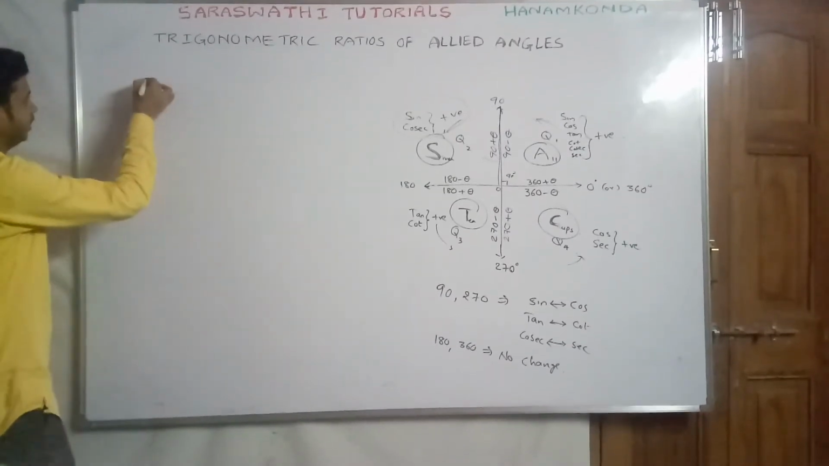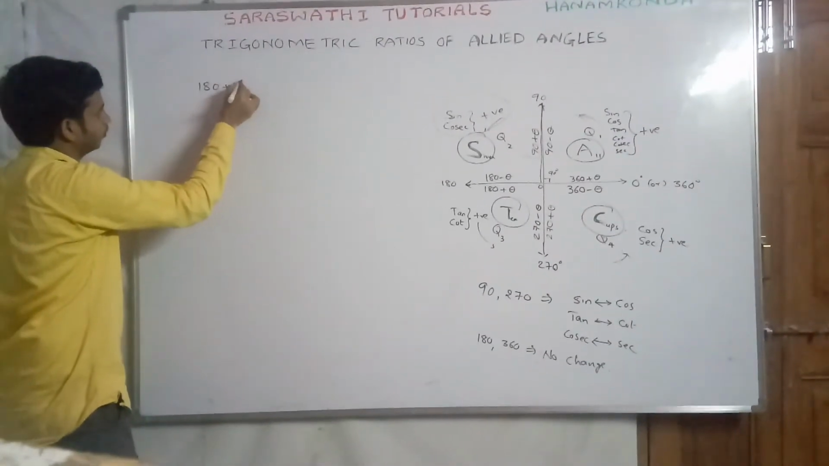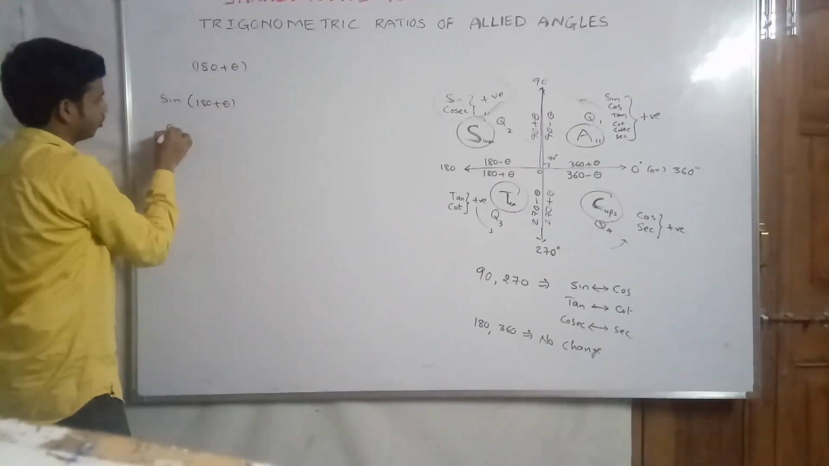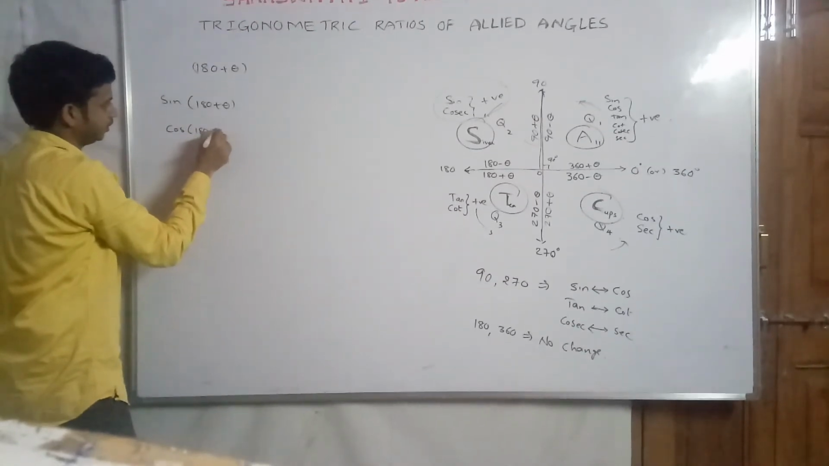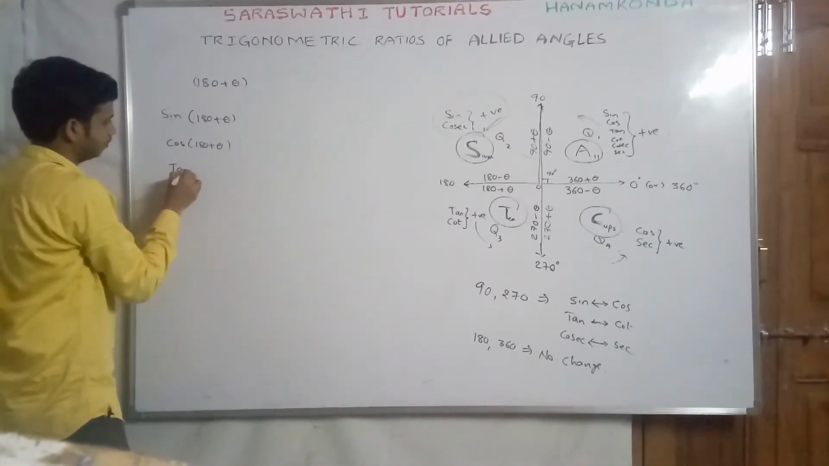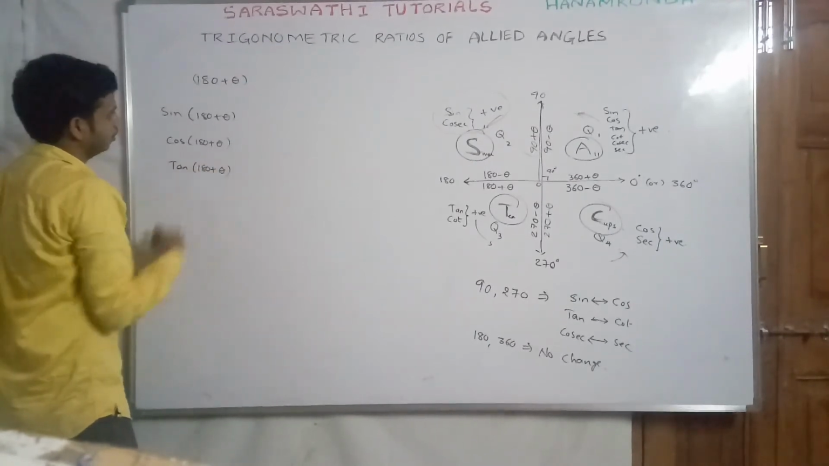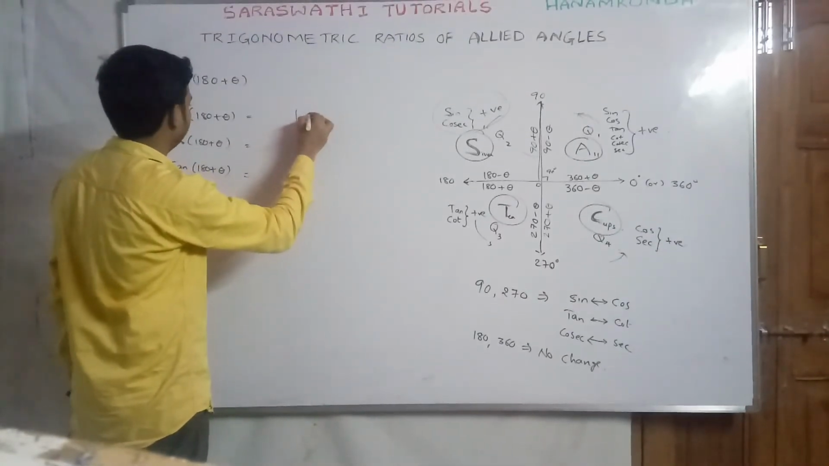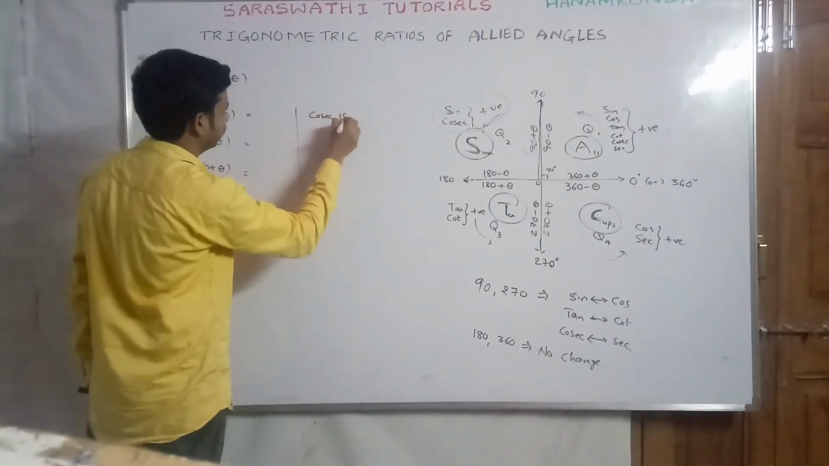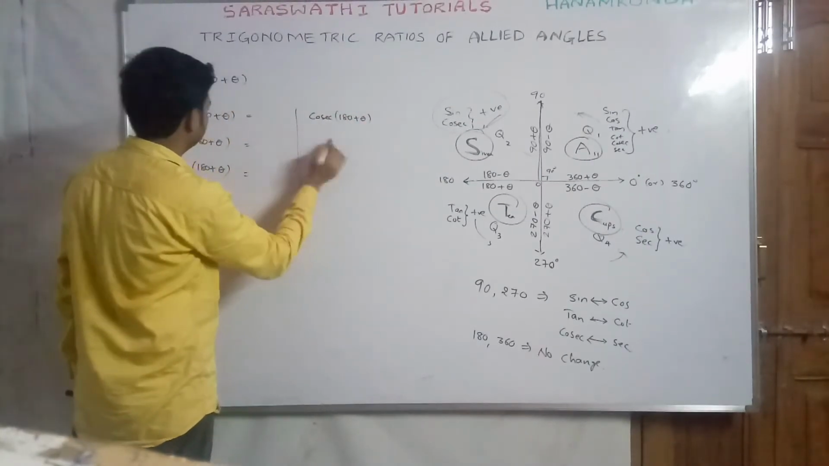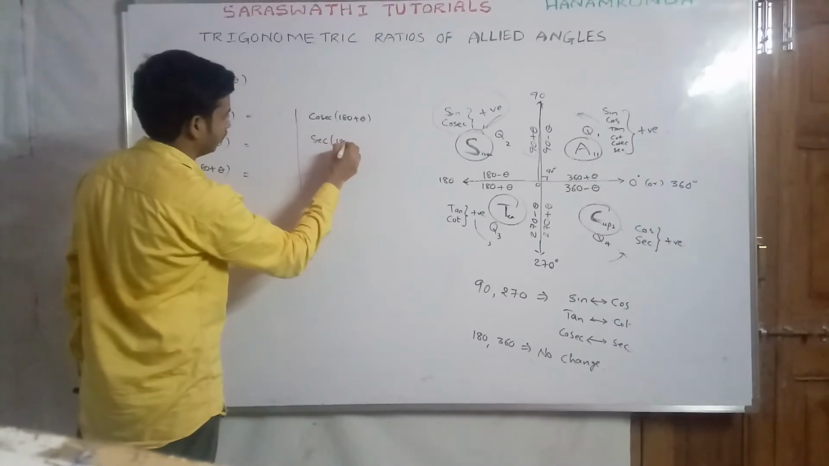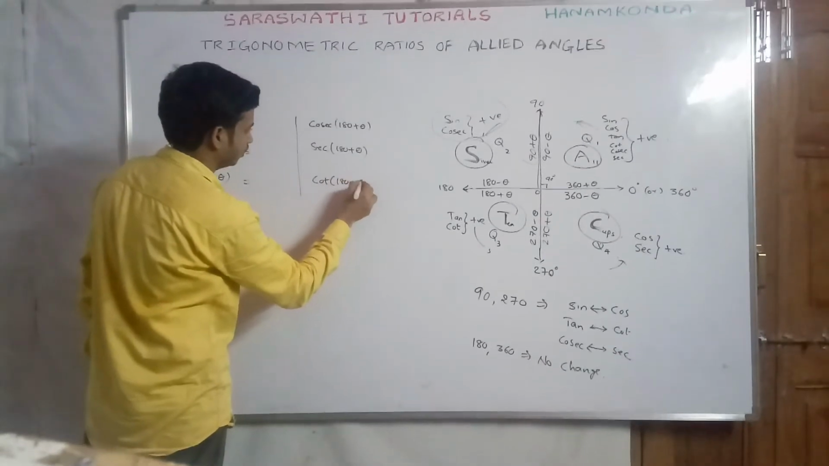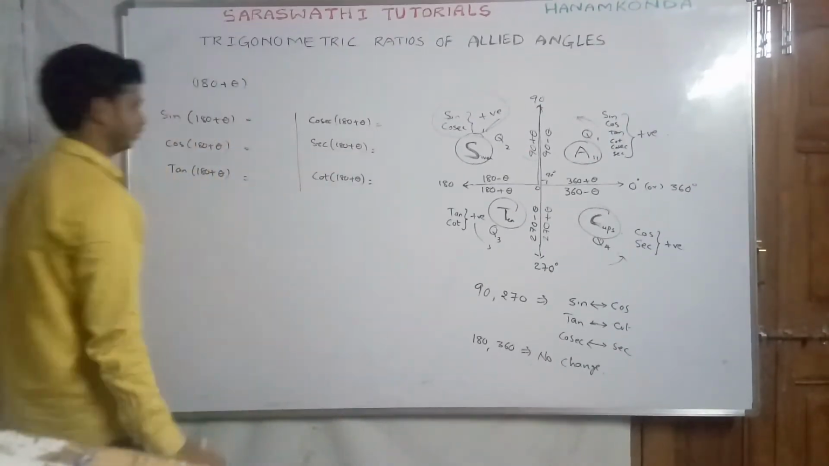Now for 180 plus theta. Sin of 180 plus theta, cos of 180 plus theta, similarly tan of 180 plus theta, cosec of 180 plus theta, sec of 180 plus theta, and next cot of 180 plus theta.